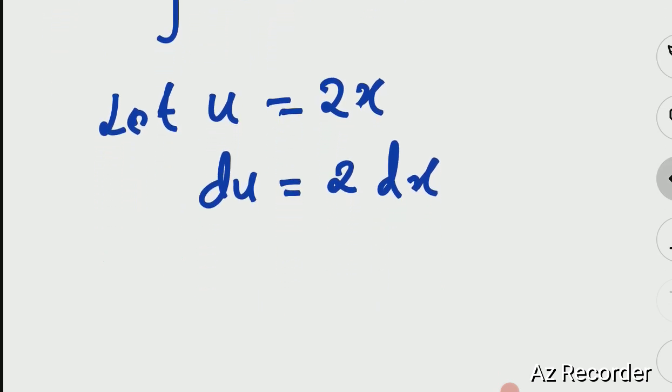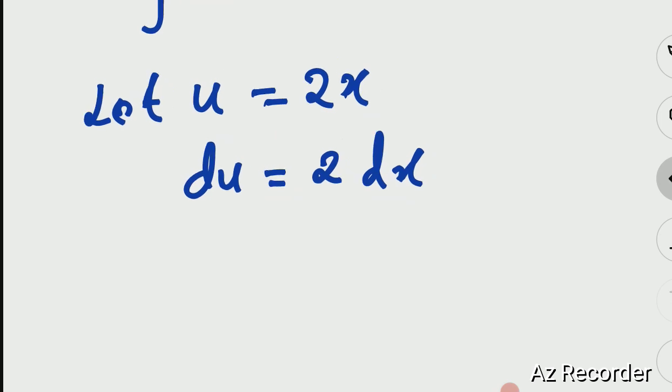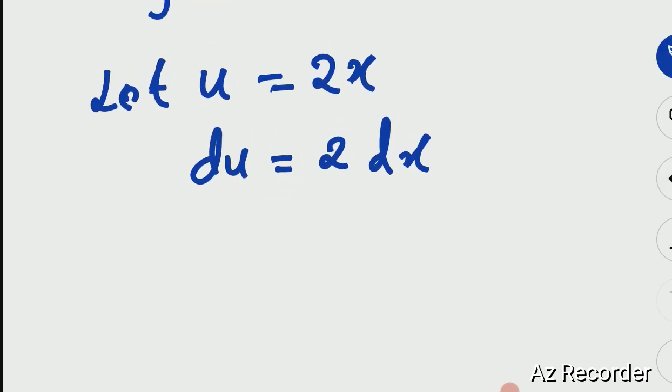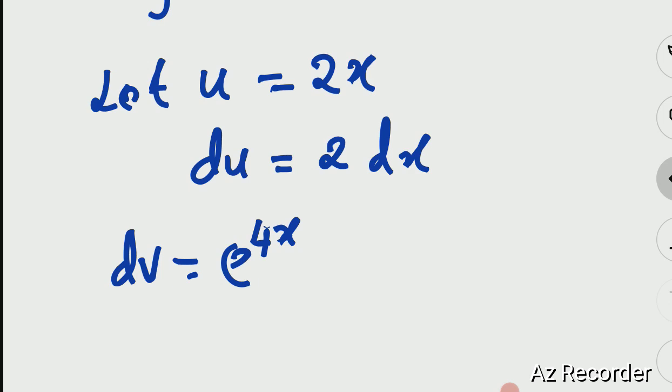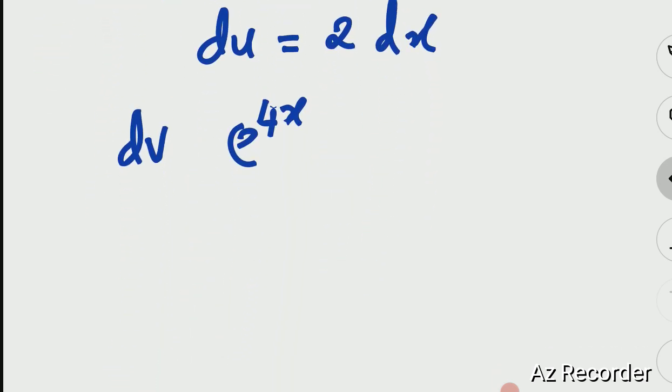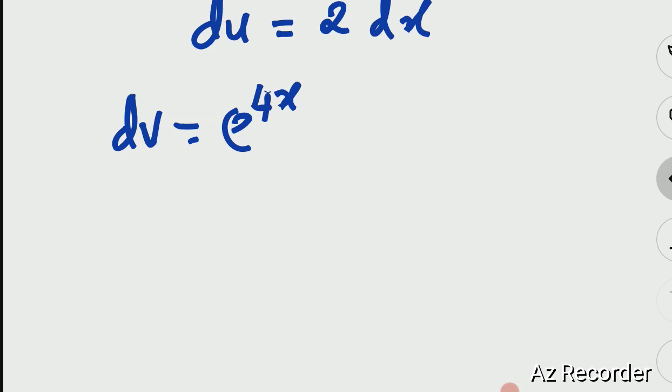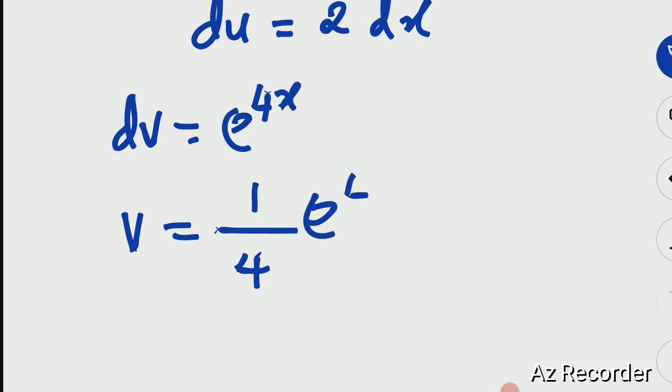We also have dv. So dv will be equal to e to the 4x. Now integrating both sides, we obtain v equals 1 divided by 4, you differentiate the power, which is 4, then you copy it back. So v = 1/4 e to the 4x.